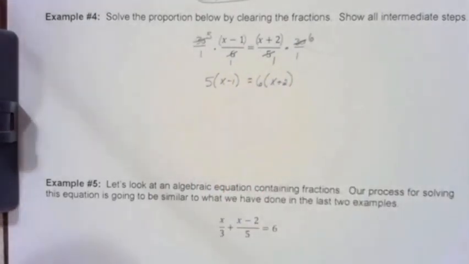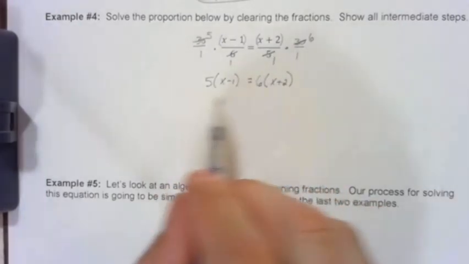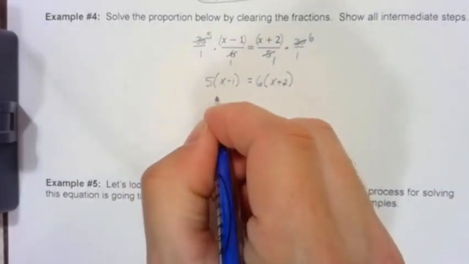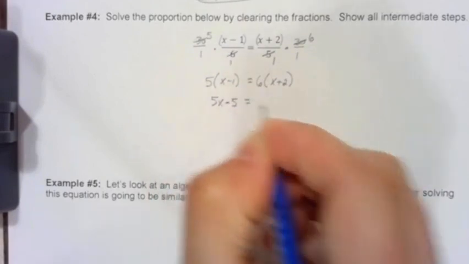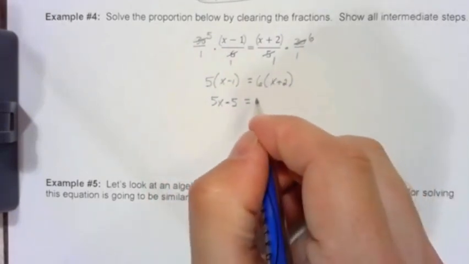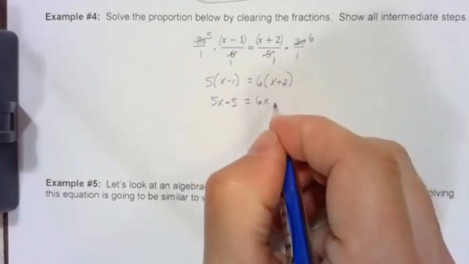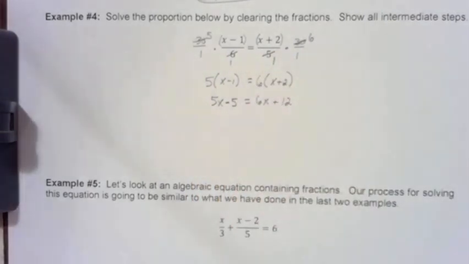Let's now go ahead and solve this equation. We'll need to distribute on each side first. 5 times x is 5x. 5 times negative 1 is negative 5. And on the right, 6 times x is 6x, and 6 times 2 is 12. So 5x minus 5 equals 6x plus 12.